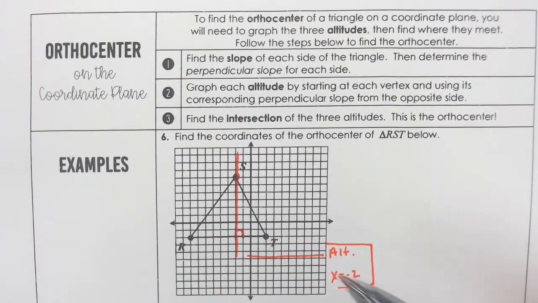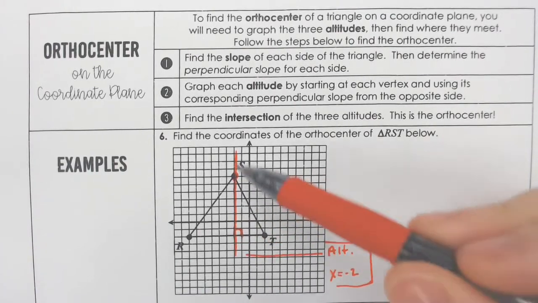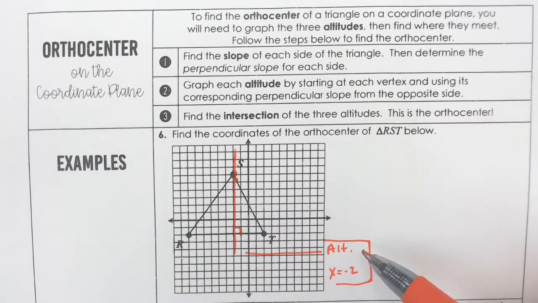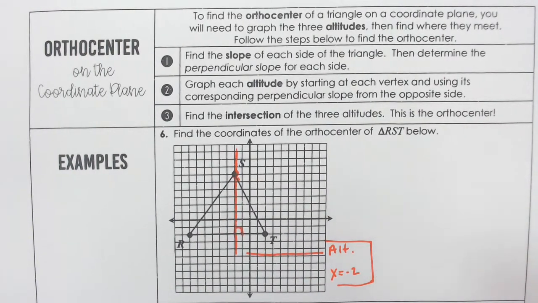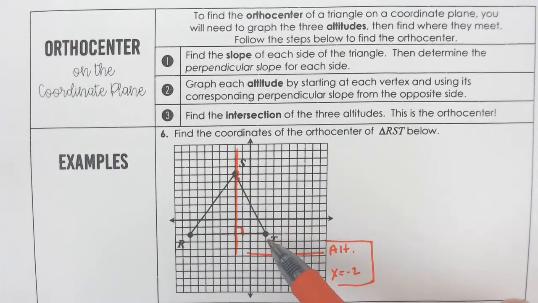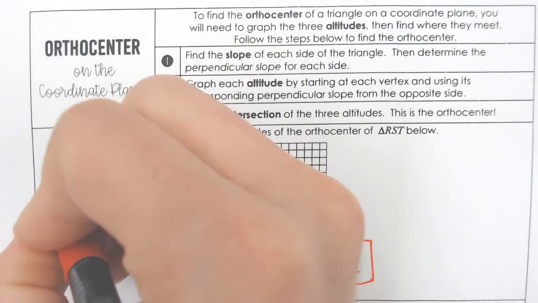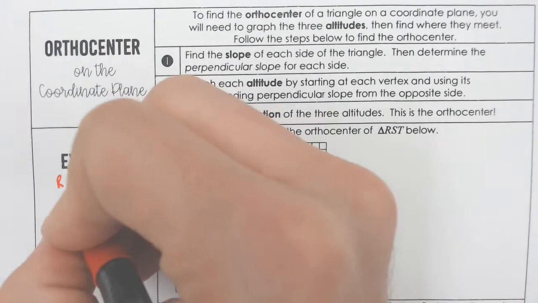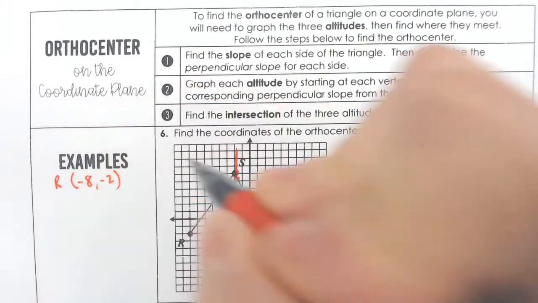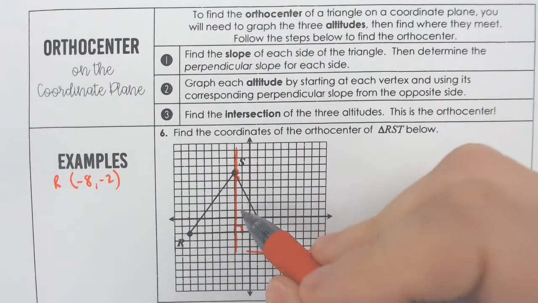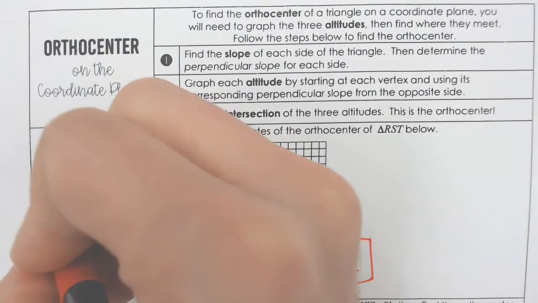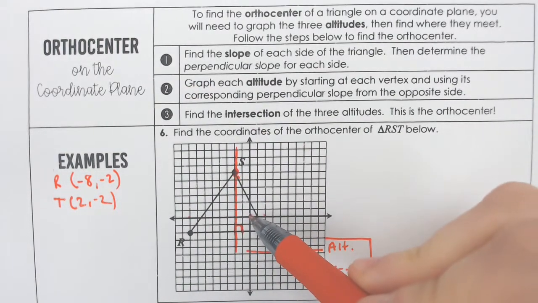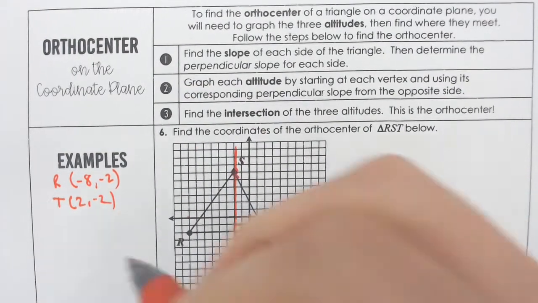So we want to get the perpendicular slope to any given side and then go through the opposite point and write that altitude equation. Before I go any further, I want to write down the coordinates of these points. So the coordinate of R was at -8, -2. The coordinate of T is at +2, -2. And the coordinate of S was -2, +6.